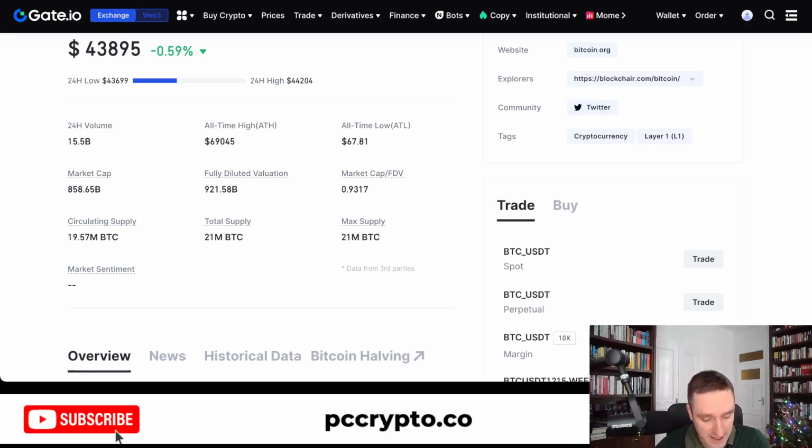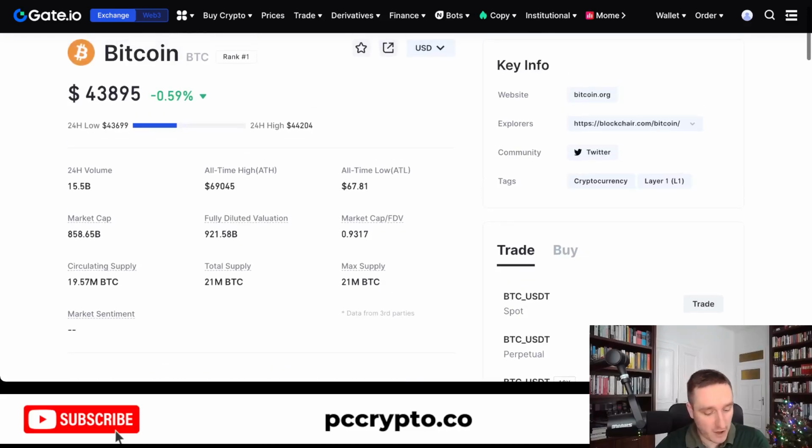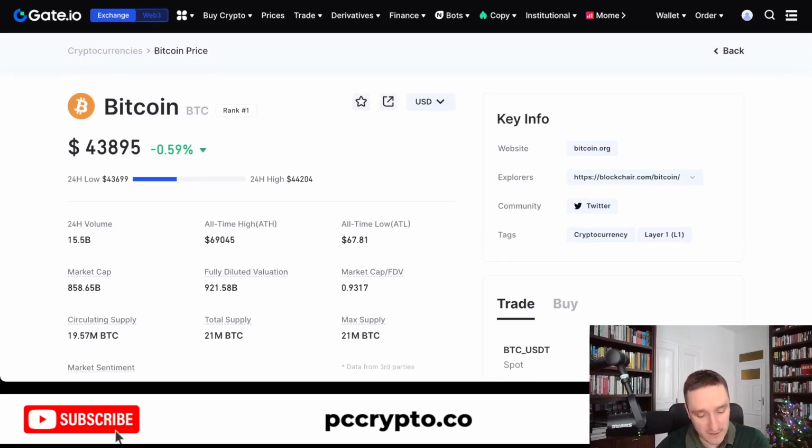Of course, the market cap, so how big the market is. Bitcoin, of course, has the biggest market cap of almost $1 trillion. So this is massive, but most of the coins have millions of dollars rather than billions, and there are even smaller coins below the millions.